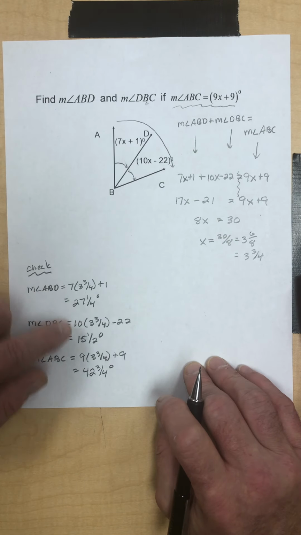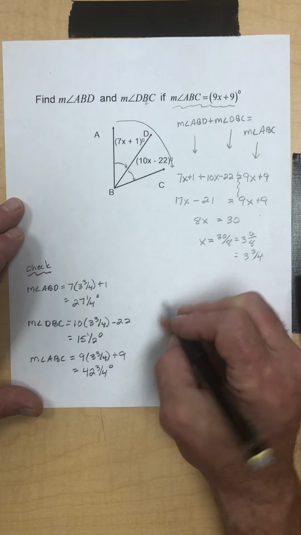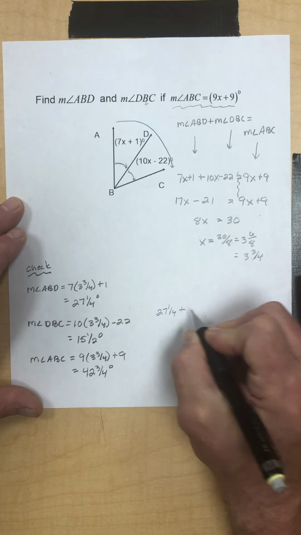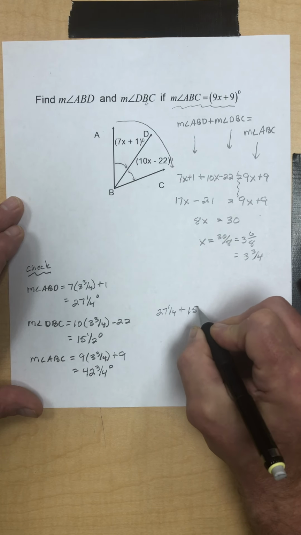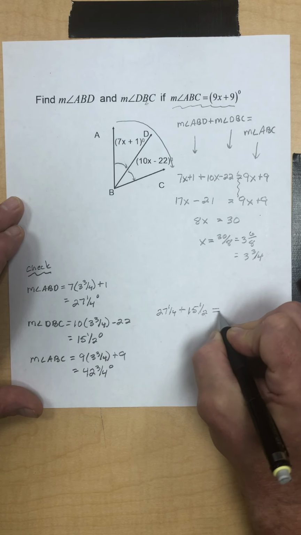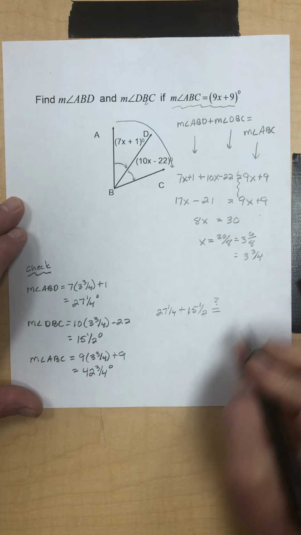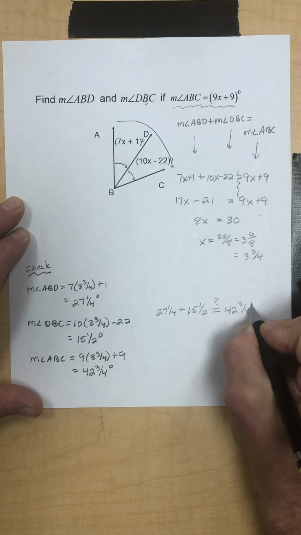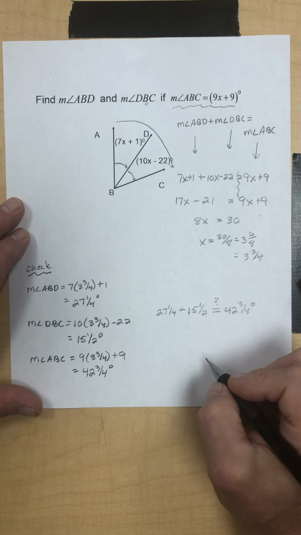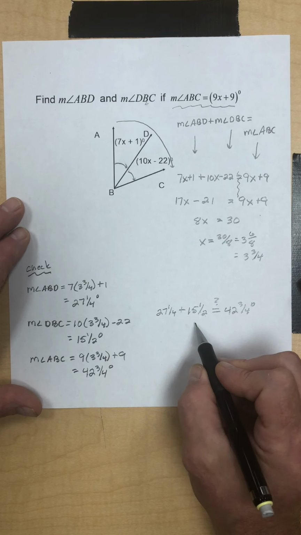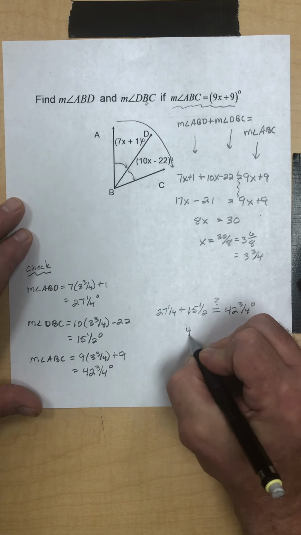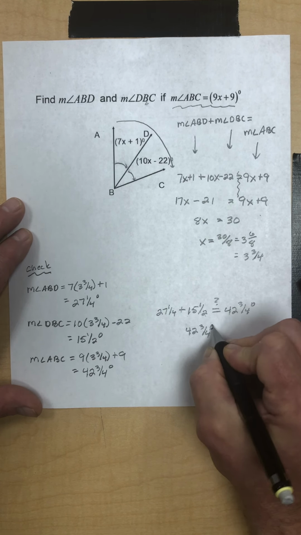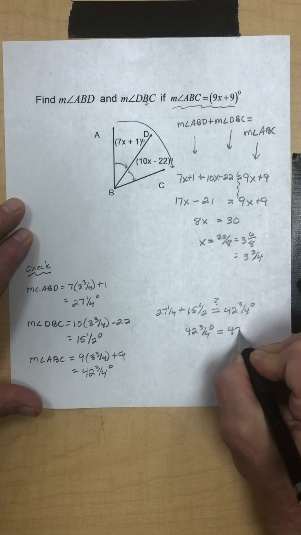So we have to ask ourselves, does this relationship work out? If I add these two, do I get this? So you check here, you say 27 1/4 plus 15 1/2. Does that equal 42 3/4? Okay, 27 plus 15 is 42, and 1/4 plus 1/2 is 3/4. So notice it works out.